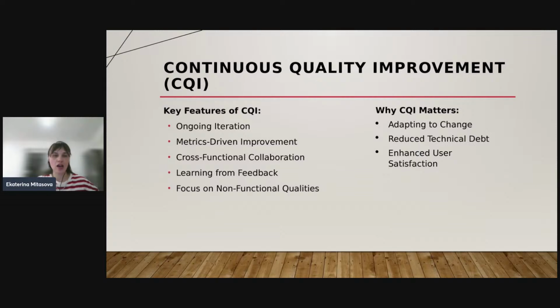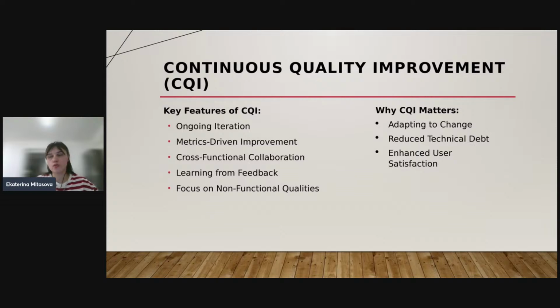Why does it matter? First of all, it means easier adapting to change. CQI ensures that the software evolves with user needs, new business goals, and emerging technologies. There is also reduced technical debt. Regular quality checks and process improvements prevent the accumulation of unoptimized code. And there is enhanced user satisfaction. By integrating user feedback over time, CQI creates products that are more relevant and aligned with user expectations.